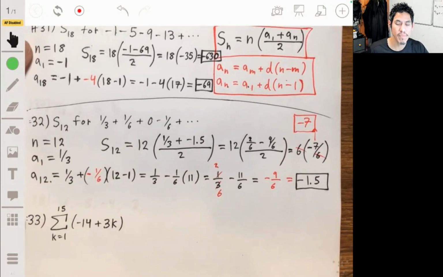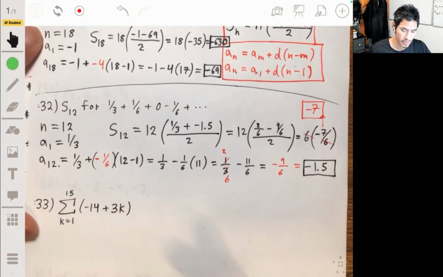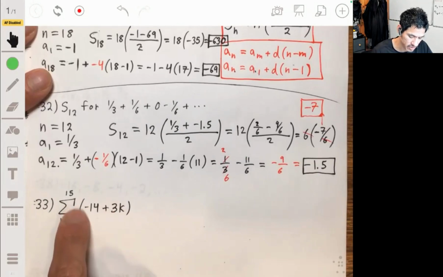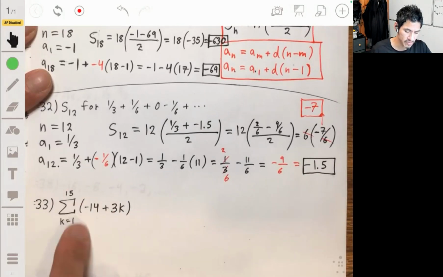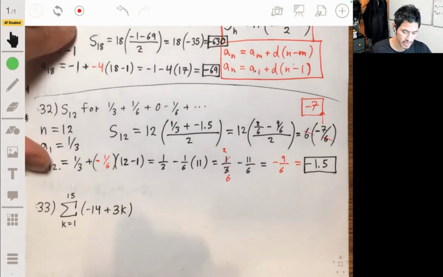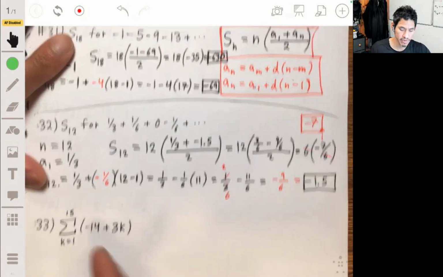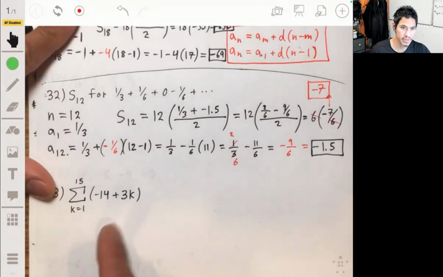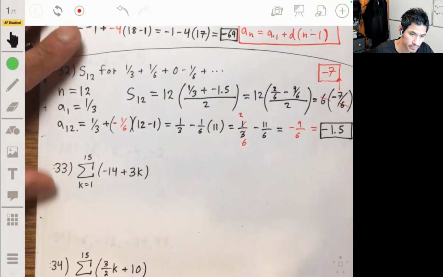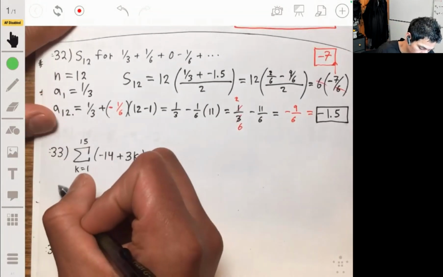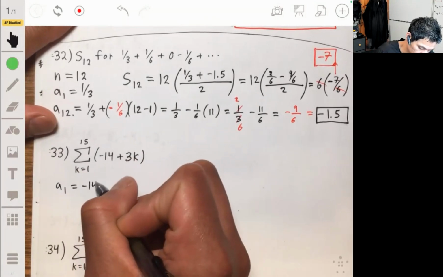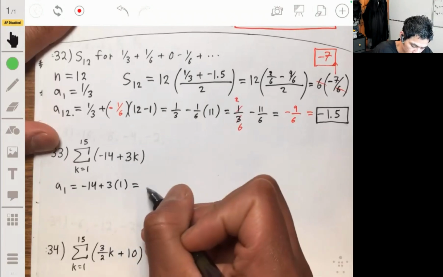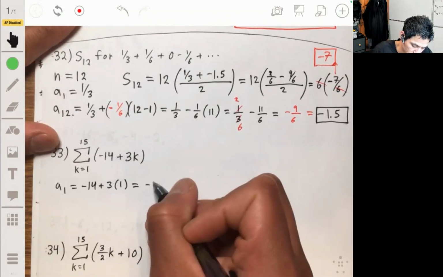All right, 33. Okay, so same idea. We're just given a different notation. We have to find the sum of the first 15 terms. And this actually makes it easier to find our A1 and An, because you can just plug 1 and n into the equation here. So A1 will be equal to negative 14 plus 3 times 1, because we're plugging 1 into here, which will be negative 14 plus 3, so negative 11.